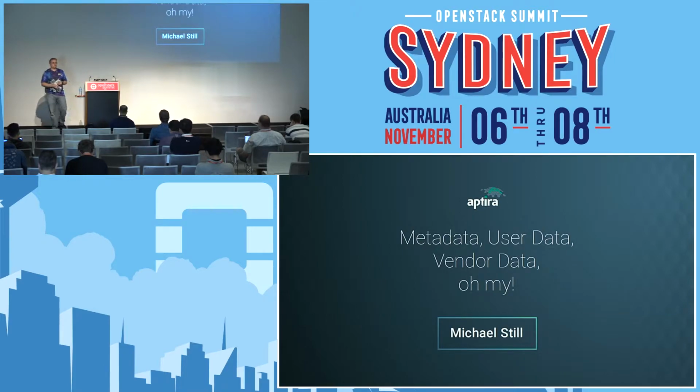I'm here to talk about metadata, user data, and vendor data, which are all features of OpenStack compute. So if you're here for a Neutron talk, you're not in the right room. I concede we don't have compute or Nova in the title, so I thought I'd start with a disclaimer. But yeah, we're going to talk about the metadata facilities of Nova.